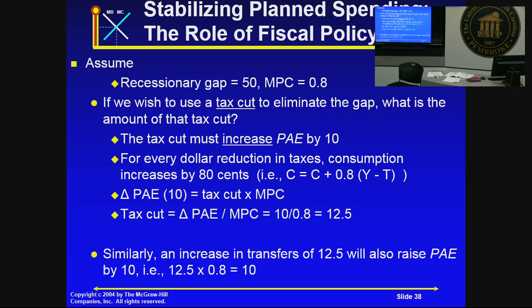So I'm gonna write this now. The change in PAE is your tax cut, which I'm gonna call T, multiplied by MPC, and we know that to be 0.8. So if you want to find out this unknown, this is like A equals B times C. So what is B? B would be A divided by C, right? Which in this case, we say your tax cut should be equal to the change in PAE divided by the MPC.